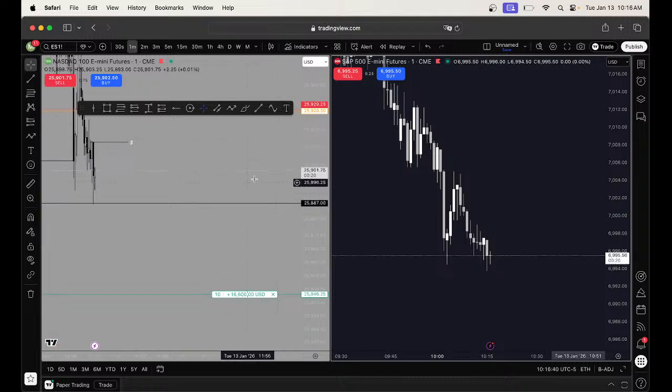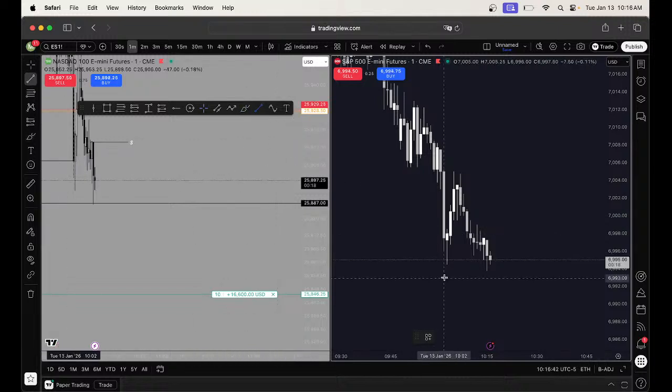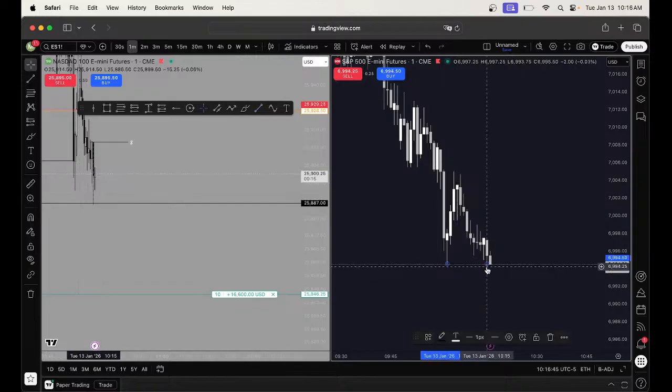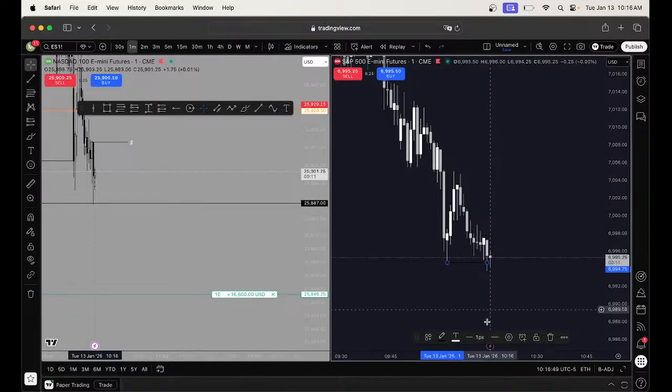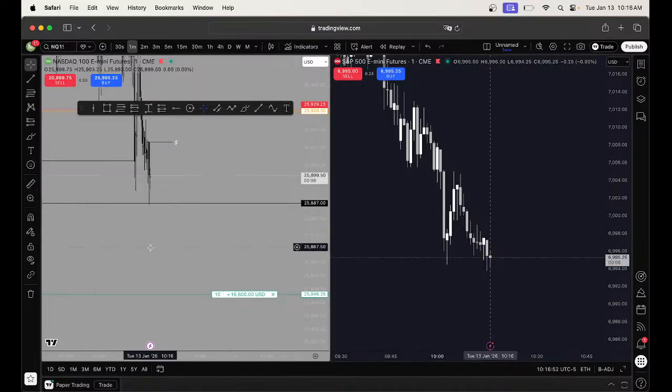In order for this trade to be valid, what I want to see right now is ES taking out these lows, but with a big down candle.